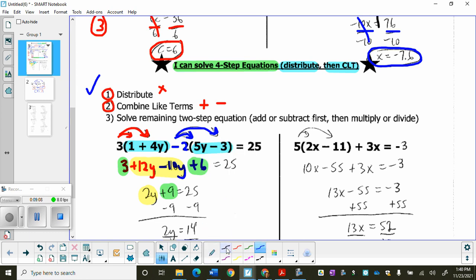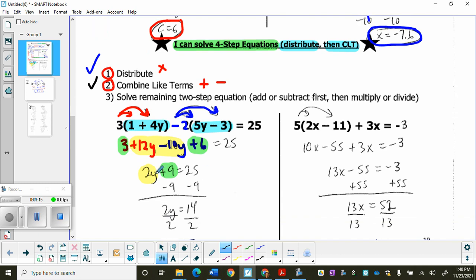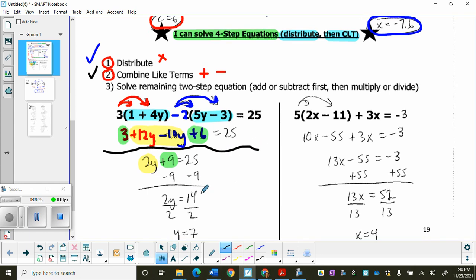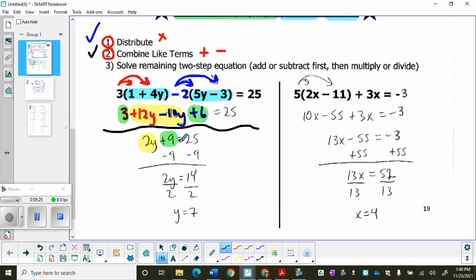So we have now completed our first 2 extra steps. We distributed. Now we combine like terms. Now we have a 2-term equation left to solve. So I'm going to draw a little squiggly because now this is back to a lot of stuff you've already learned a long time ago. You're going to drop your line and solve.